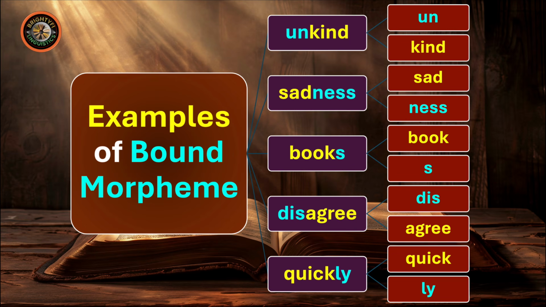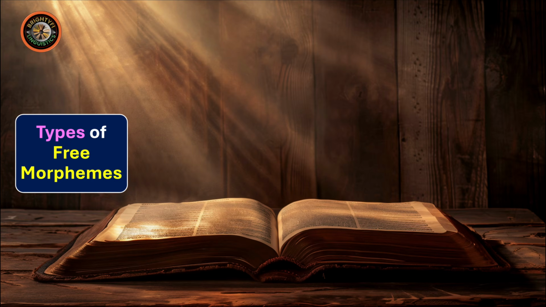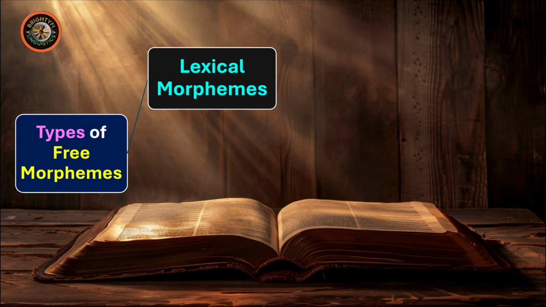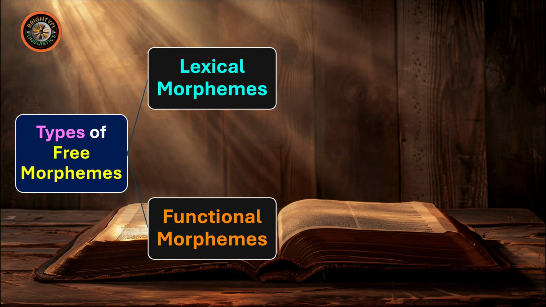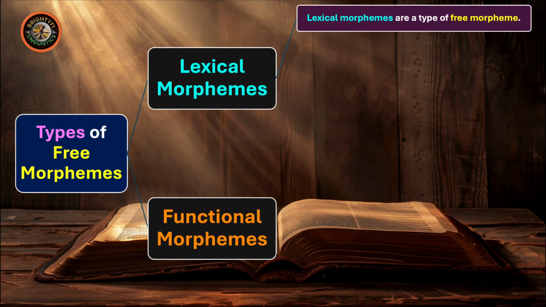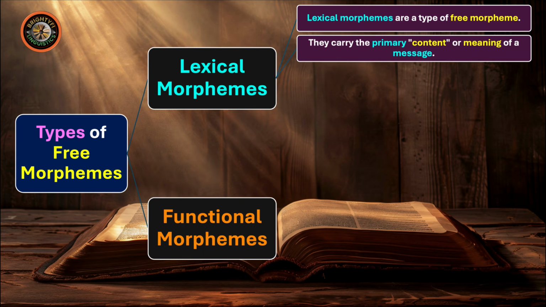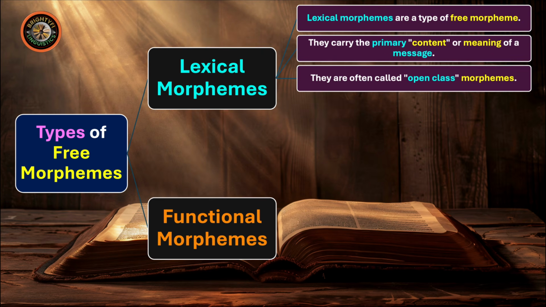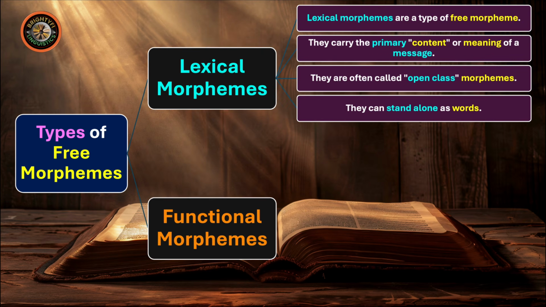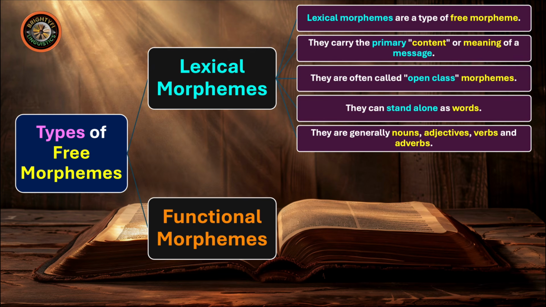Now let's talk about types of free morphemes. What are they? The first one is lexical morphemes and the second one is functional morphemes. Let's talk about lexical morphemes. Lexical morphemes are a type of free morpheme. They carry the primary content or meaning of a message. They are often called open class morphemes. They can stand alone as words. They are generally nouns, adjectives, verbs, and adverbs. So lexical morphemes are normally independent. They carry their own identity and message.